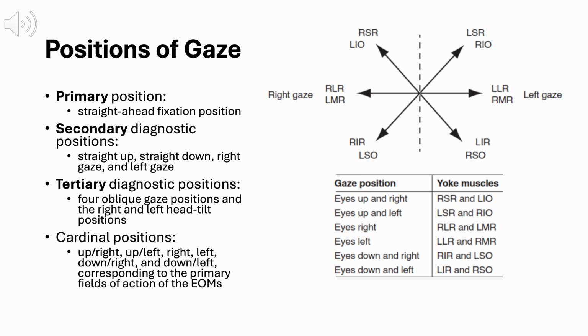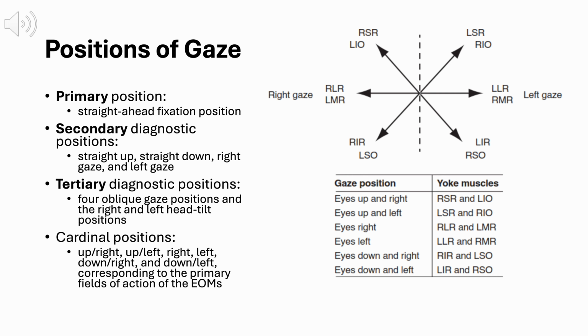This slide defines how we describe and organize eye positions during an exam. The primary position is straightforward. It's straight-ahead fixation, with the eyes looking directly forward. This is the reference point for all other gaze positions. Secondary diagnostic positions involve moving the eyes in one direction at a time. These include straight up, straight down, right gaze, and left gaze. These positions help isolate basic vertical and horizontal actions.